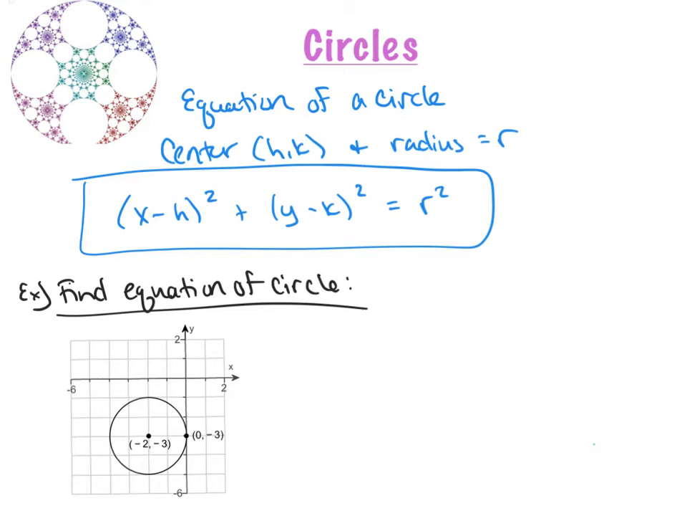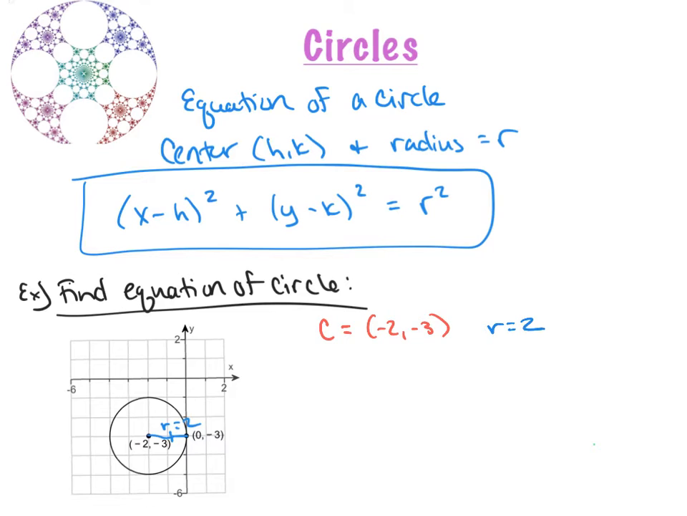Let's find the equation of this circle. Remember, we need to have the center, the h, k, and the radius. Looking at this circle in our graph, the center seems to be at -2, -3. So our center is at -2, -3. And the radius, heck, I could do the distance formula, but man, it's just 2 units. The radius is 2 units.